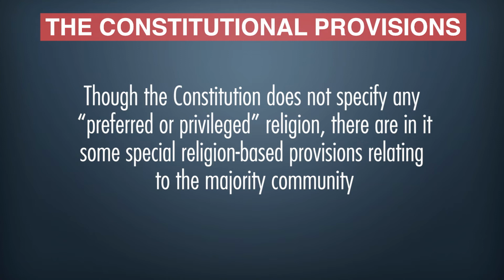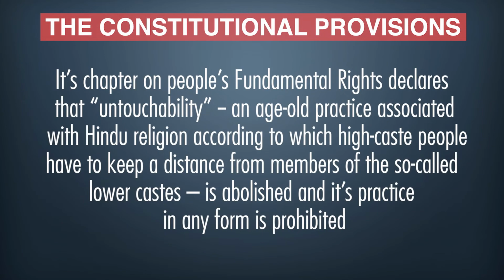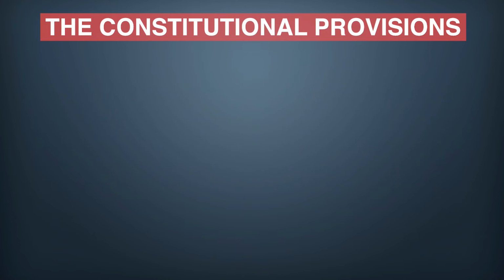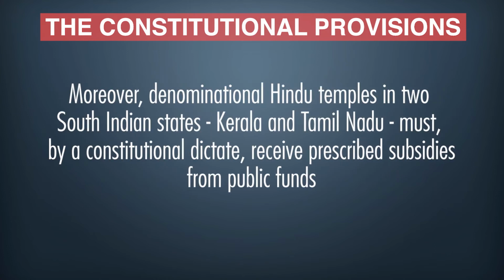Though the Constitution does not specify any preferred or privileged religion, there are in some places special religious-based provisions relating to the majority community. Its chapter on people's fundamental rights declares that untouchability, an age-old practice associated with Hindu religion, to which the high caste people have to keep a distance from members of the so-called lower caste, is abolished and its practice in any form is prohibited. On the other hand, the chapter on directive principles of state policy directs the state to protect by law the holy cow without, of course, a mention or reference to Hindu reverence of it. Moreover, denominational Hindu temples in two South Indian states, Kerala and Tamil Nadu, must, by a constitutional decree, receive prescribed subsidies from public funds.